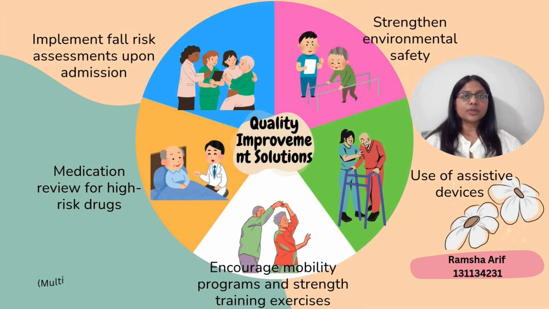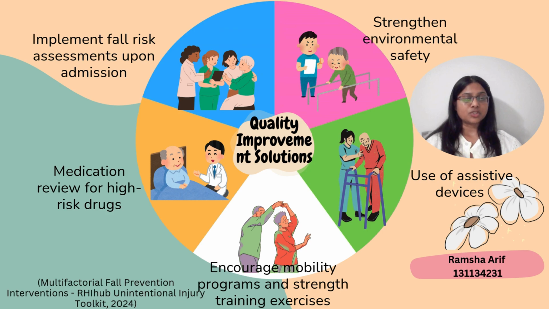In this slide, I'm going to discuss quality improvement solutions. I have used a multifactorial approach that addresses both environmental and patient-specific risk factors. First one is fall risk assessment. It is one of the most effective strategies, performing a fall risk assessment upon admission. When I worked in the hospital, I used the Morse Fall Scale, which helped me identify patients who are at high risk of falls and allowed me to implement early interventions in those patients.